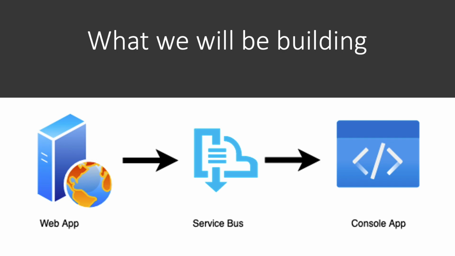So we can see we have an application here, and from within this application it's gonna send some kind of information to the Azure Service Bus, and Azure Service Bus is gonna send it to the console app, which is gonna be responsible for sending the email.